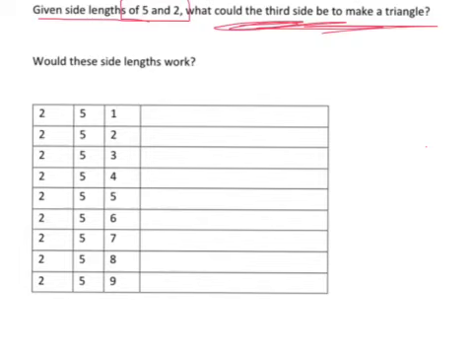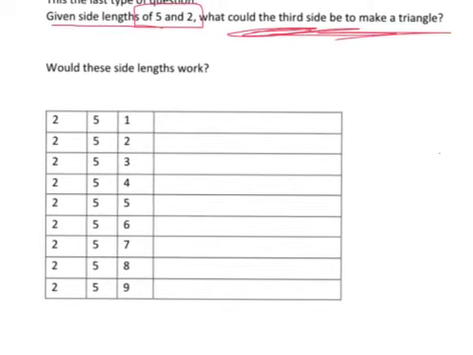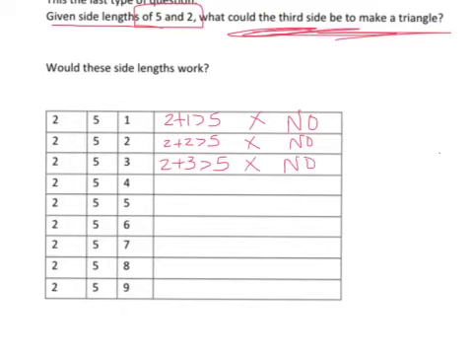Okay, in this case, we are going to do 2 plus 1 is greater than 5, and the answer is no. So we cannot make a triangle. 2 plus 2 greater than 5? No, cannot make a triangle. 2 plus 3 greater than 5? Now that's very, very close. 5 is equal to 5, but 5 is not greater than 5. So the answer is no.